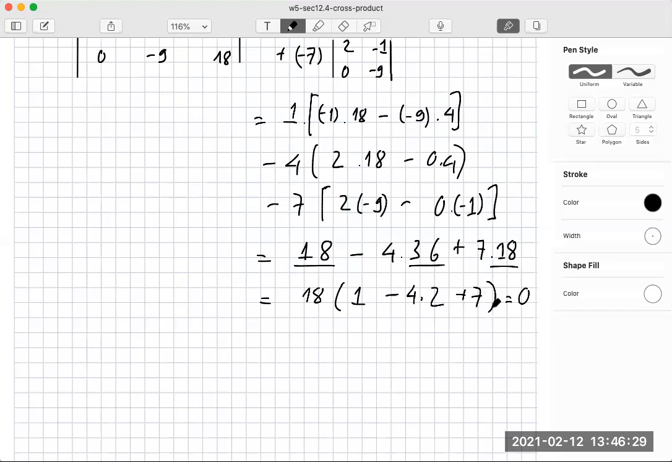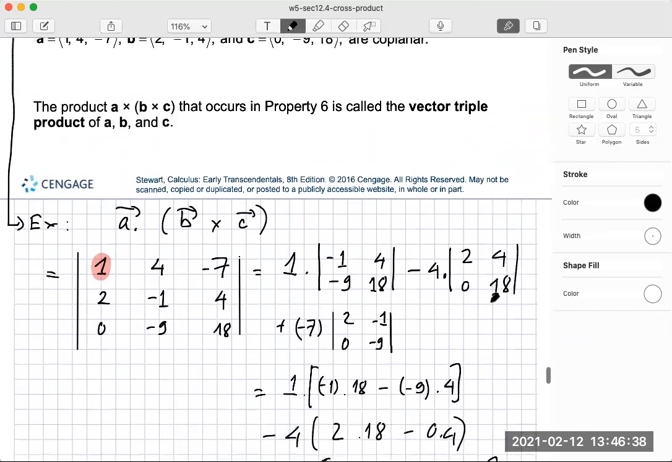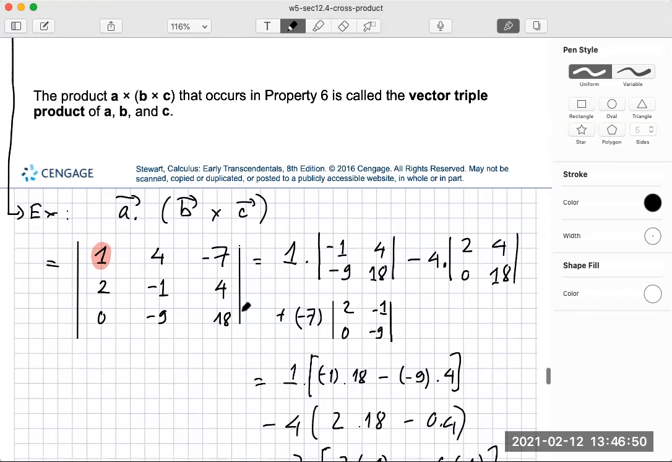So anyway, the triple product of these vectors is equal to 0. It means that the volume of the parallelepiped here is 0, or these vectors A, B, C are coplanar, or they're sitting at the same plane. Okay, that's it. It's a very useful formula.